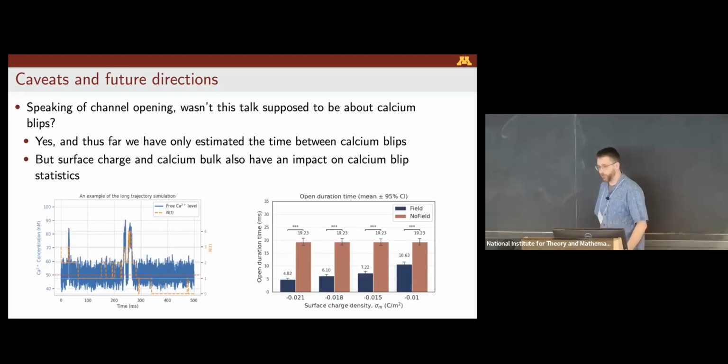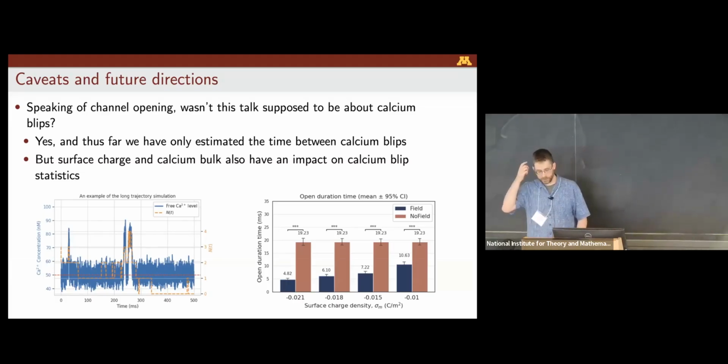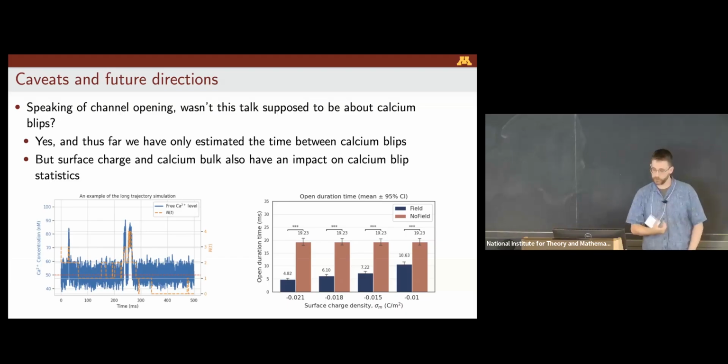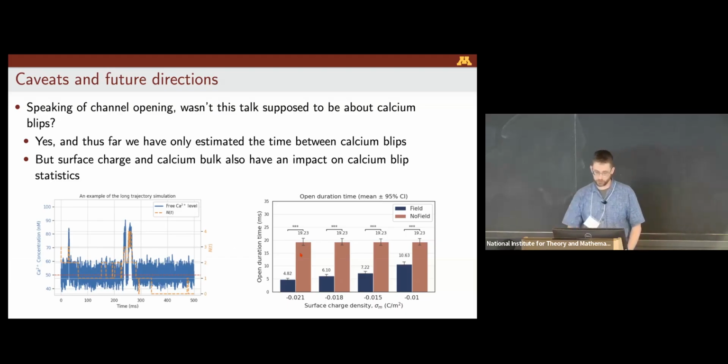We have some simulations that look at what's happening during the open time. What do the open statistics look like, and how does that depend on field? And again, we see a pretty significant influence here in terms of having the field versus no field.